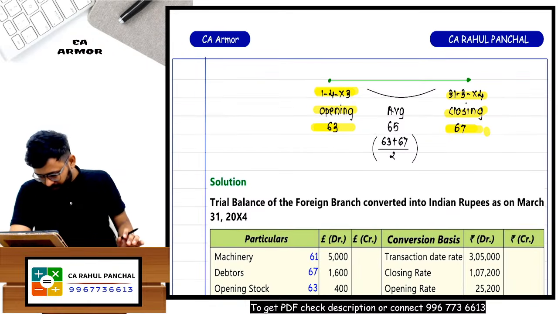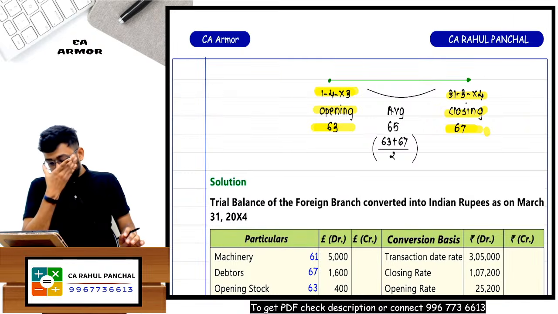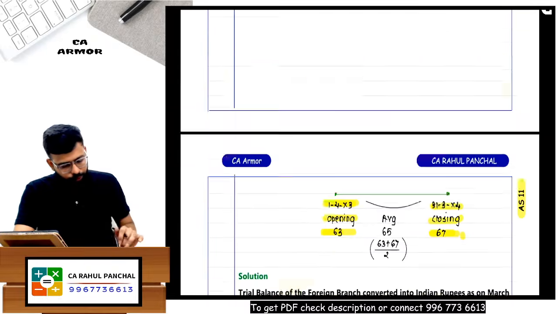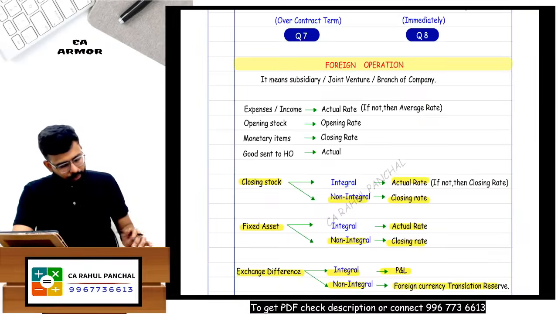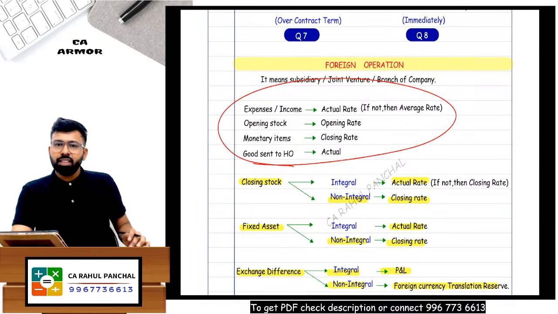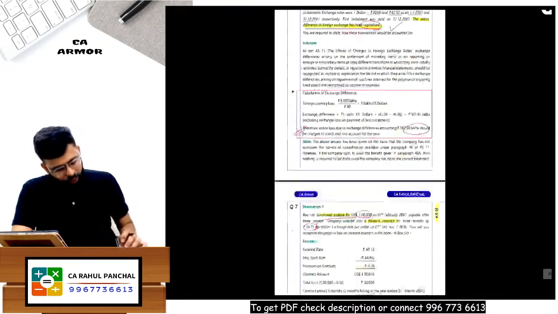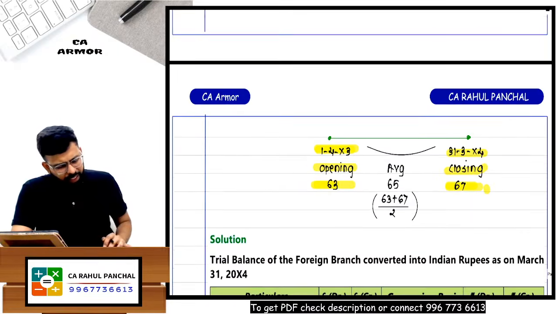Now understand. For non-integral, it will be the same for both. For expenses and income, it doesn't matter, it will be the same. This is the same for all. Where there is a difference, these are written. Now understand the question. Very easy as such.